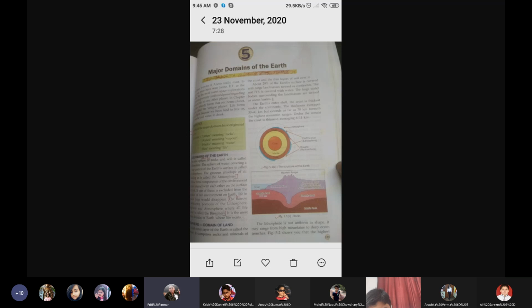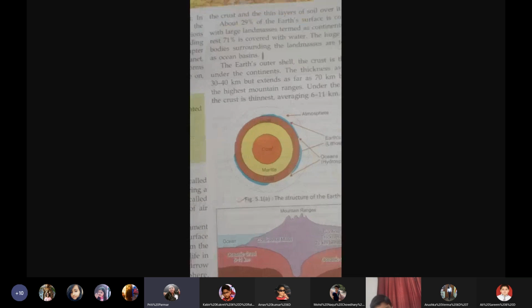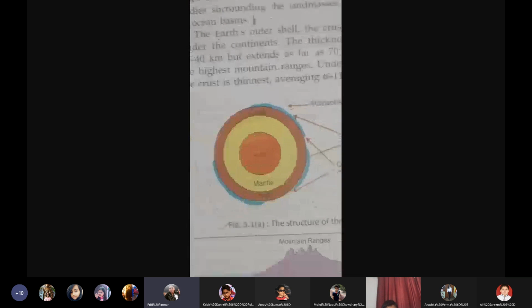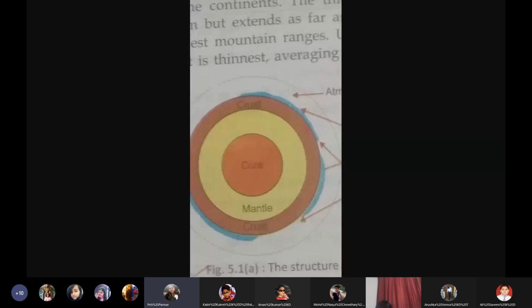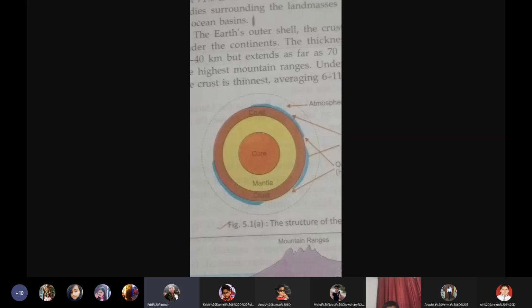So they are telling you that just beneath the continent, the Earth's crust is about 30 to 40 kilometers thick, and the maximum is 70 kilometers thick beneath the continents. But in the water bodies, if you go to the depth of the ocean, there the earth crust is thinnest. It is just 6 to 11 kilometers.